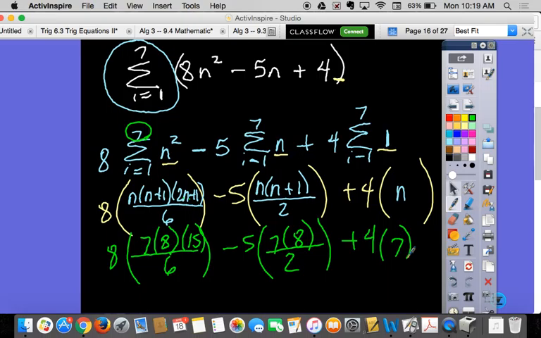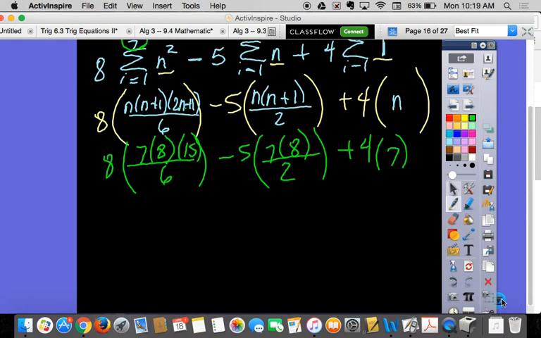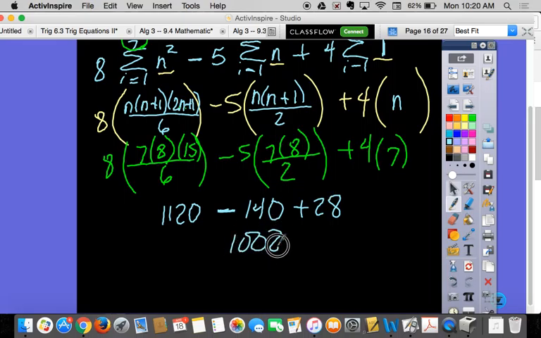Okay, we need a calculator. Well, I thought I bumped this thing down. There we go. It's all about typing it in at this point. So I have 8 times 7 times 8 times 15, and then I'm going to divide that by 6. So that's 1120, minus 5 times 7 times 8, all divided by 2, which is 140, plus 28. So I can go back and just type this in, and my answer comes out 1008.